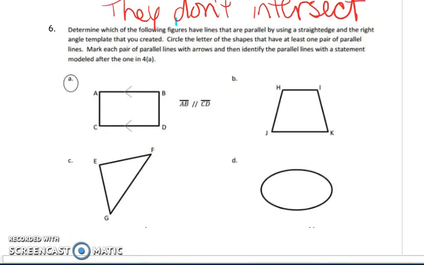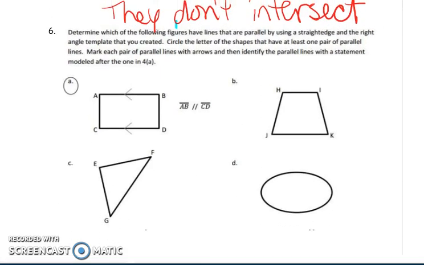Alright. Now we're going to try to determine which of the following lines are parallel using our ruler and the right angle template. I don't know why we need to. We're going to circle the shapes that have at least one pair of parallel sides and mark each of the parallel lines with arrows to identify with a statement. So here they're saying that line segment AB is parallel to line CD, and they use these little arrows to show that they are parallel.